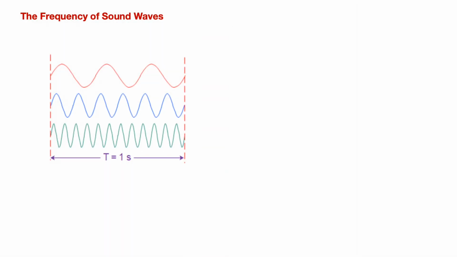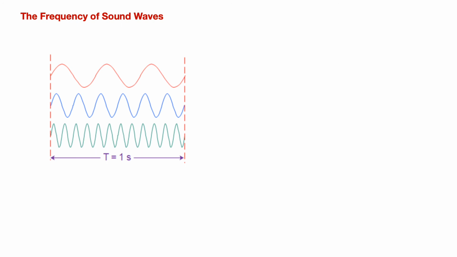Finally, in this lesson, we are going to look at the frequency of sound waves and discover the connection with pitch. If you look at the diagram, you'll see three different waves, and those wave trains, that's the series of crests and troughs, have all been produced in a time of 1 second. If you look at the top one, the red one, you can see we've got about 3 whole waves produced in a second there.